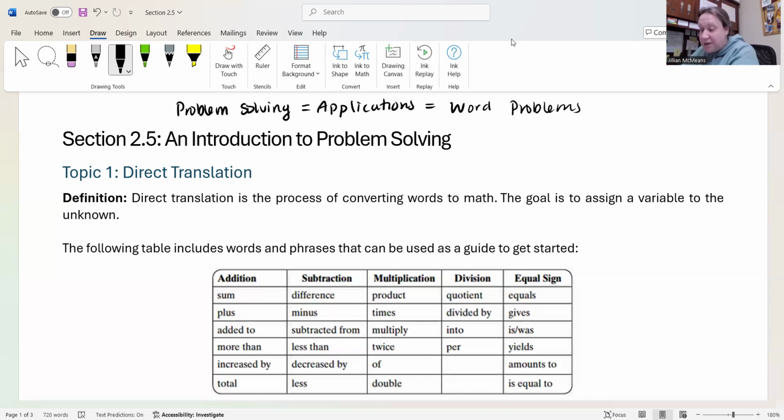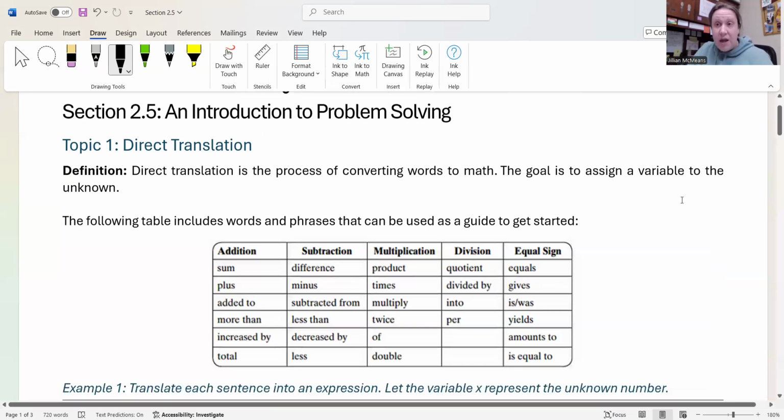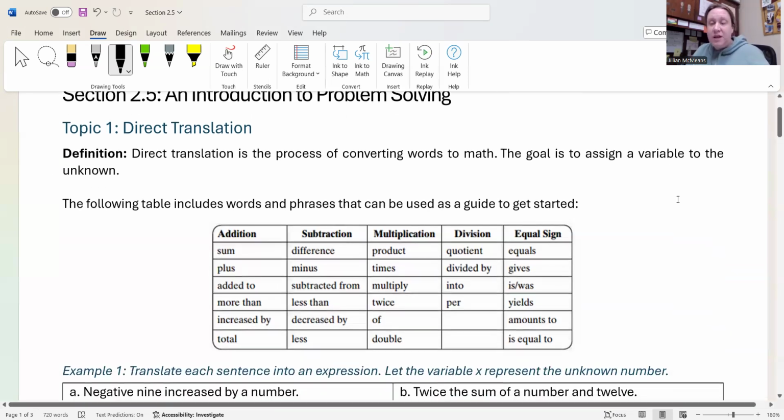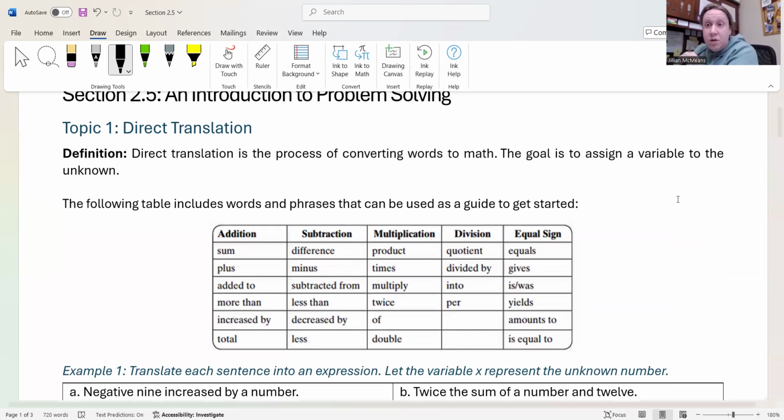Now, the following table includes words and phrases that can be used as a guide to get started. You don't have to memorize this table, but it's useful. It gives you some hints and some phrases that indicate what operation we're looking for. So when we're converting words to math, you're thinking addition, subtraction, multiplication, division, equality. And here are several words that are a guide to this. So again, take some time, pause the video, preview this table, and then we'll get started.